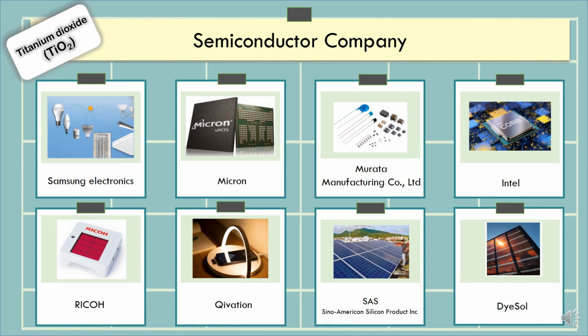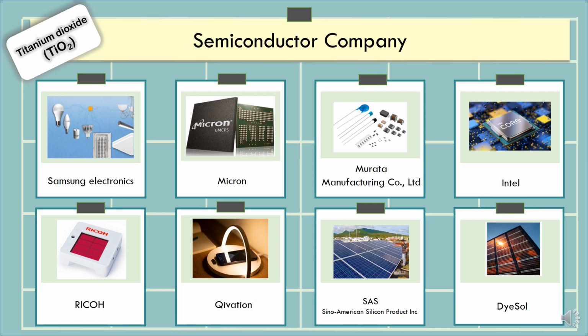The second company is Micron. They use the titanium dioxide for the multi-chip package because titanium dioxide will increase the speed and also the power efficiency. The third one is Murata Manufacturing. They use the titanium dioxide for the ceramic capacitor, and the ceramic capacitors are placed in the electronic devices for the interior of the car.